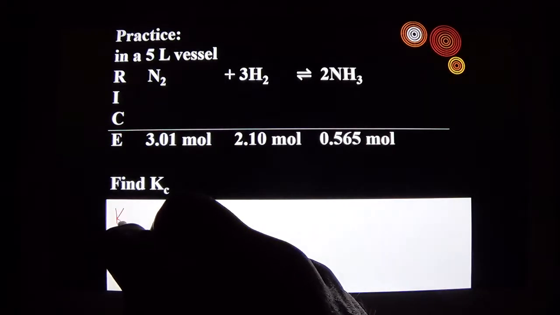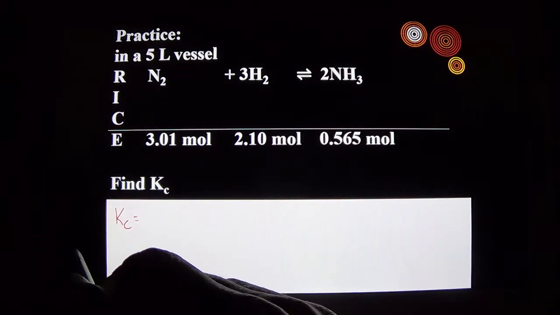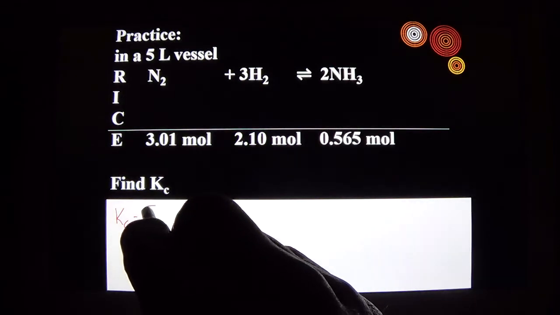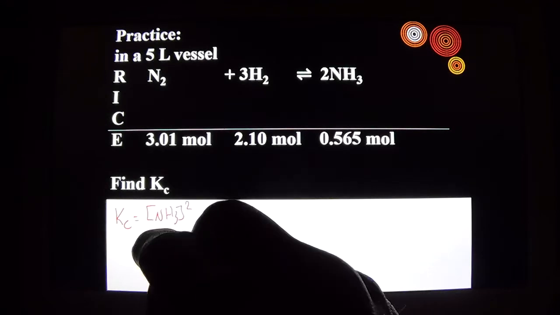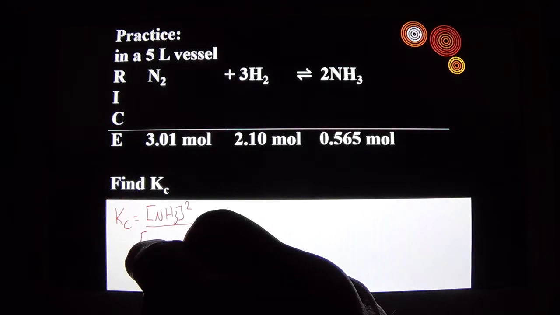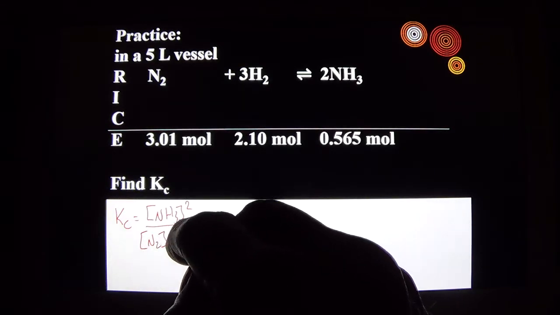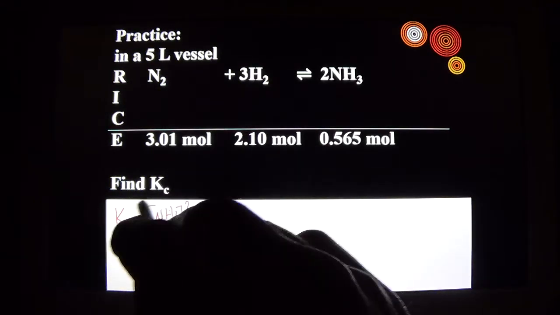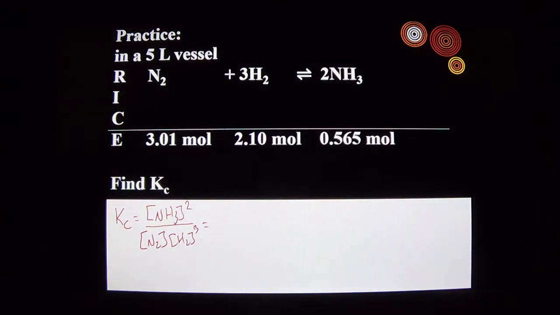So always, always write your equilibrium constant expression. Kc equals product is NH3 raised to the power of 2, reactant is N2 raised to the power of 1, and H2 raised to the power of 3. Could be a point just for writing that, so get that super easy point. It's great to do. Gets you started, show your work anyway, so you're going to write that anyway.